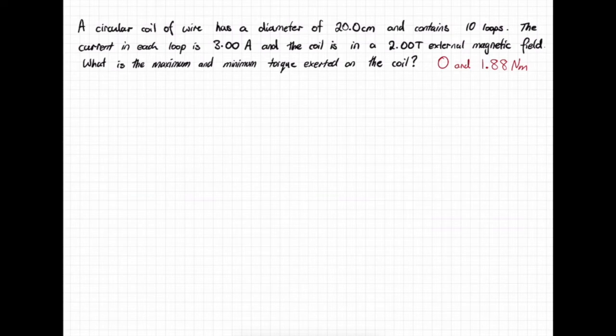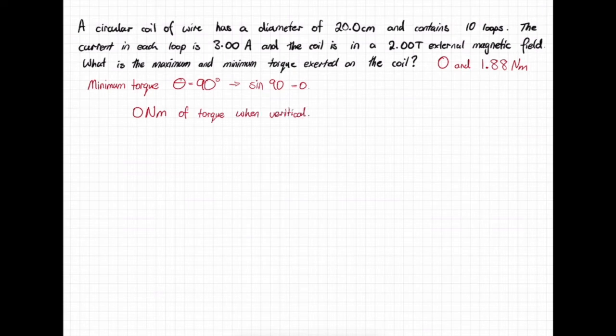So working through this, what we've got is the minimum torque will occur when theta is equal to 90 degrees. This is because when sine of 90 is equal to 0, that will give us 0 torque, 0 Newton meters.